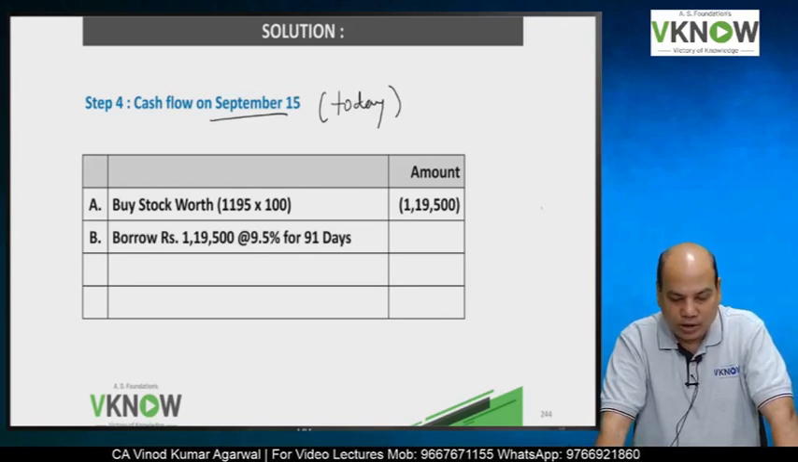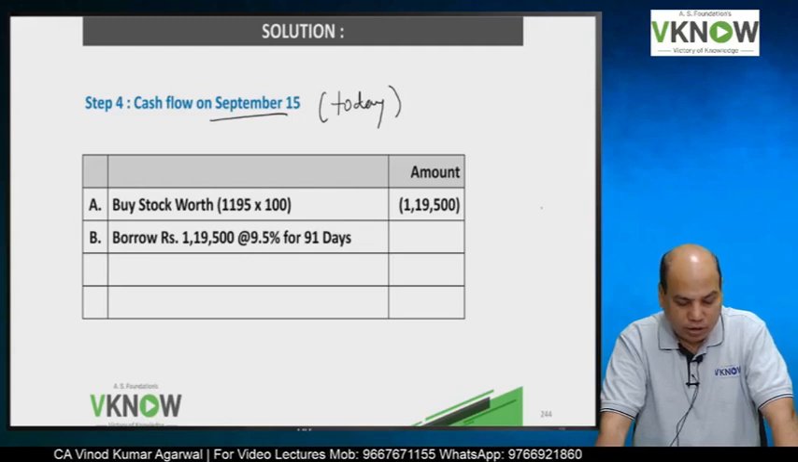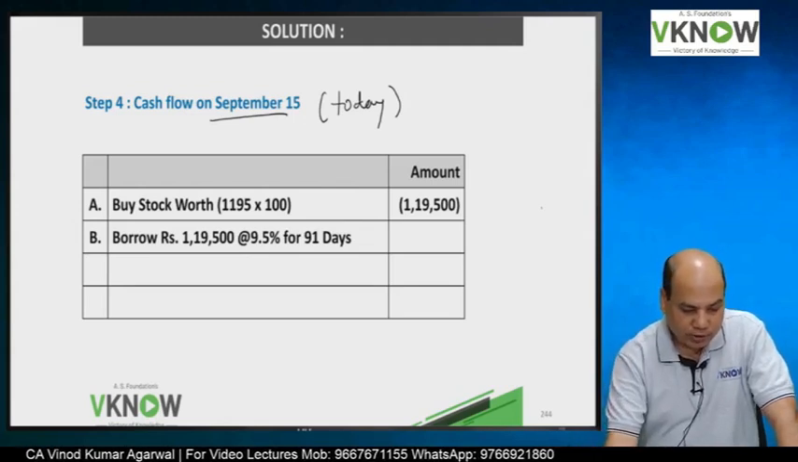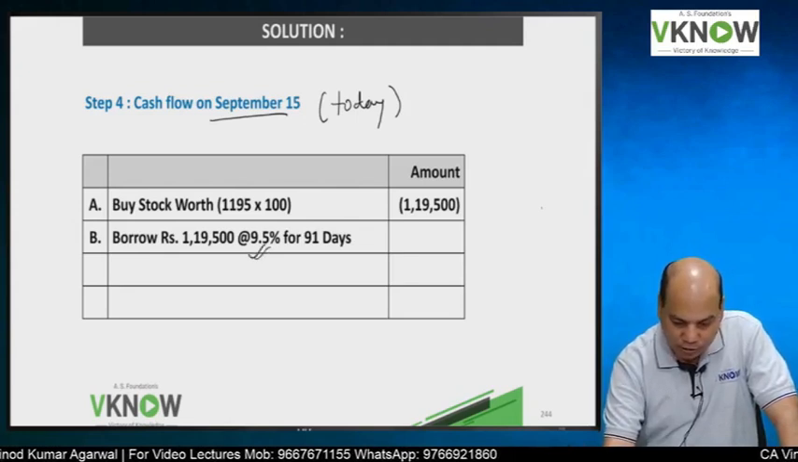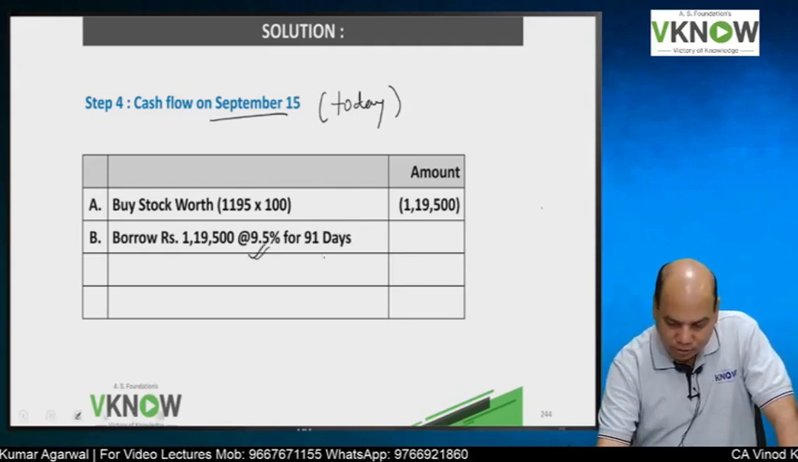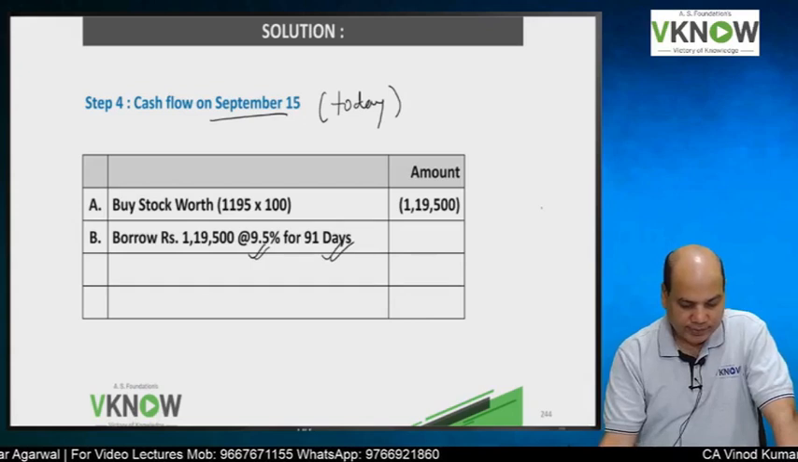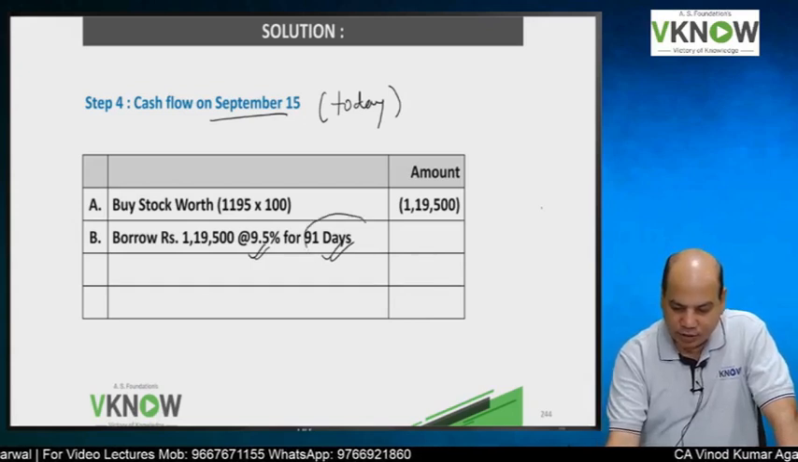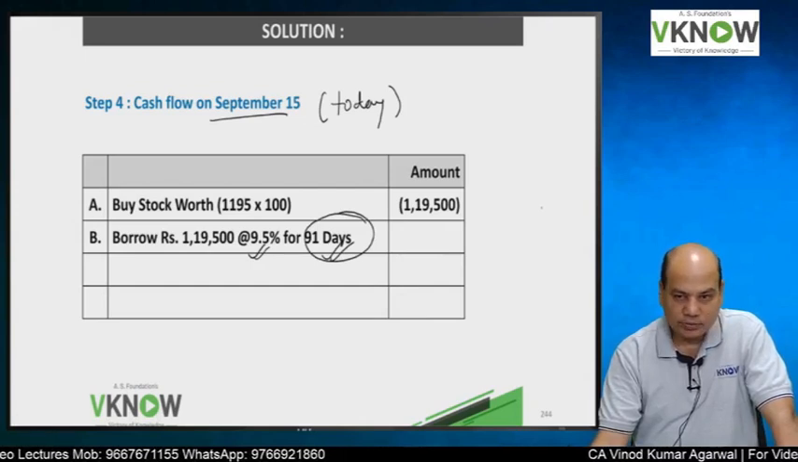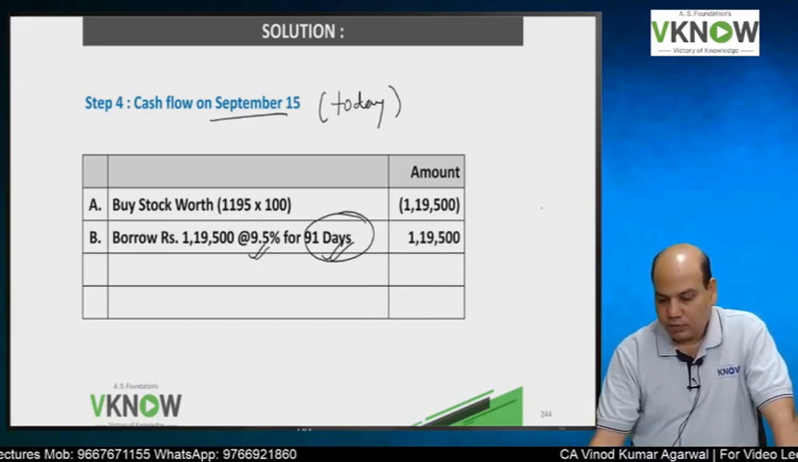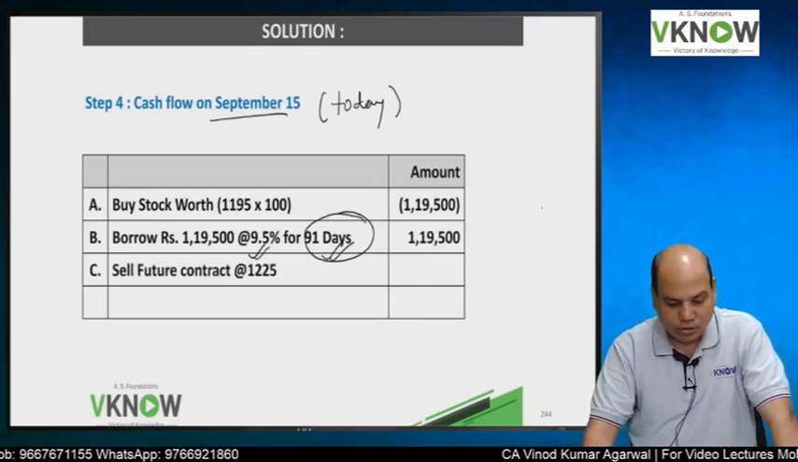Borrow rupees 1,19,500. At what rate will you borrow? It is given in the first line or maybe in the fourth line of the question, 9.5%. For 91 days. This 91 days is the difference between 15 September and 15 December. So 119,500. Interest calculation in the next working note.